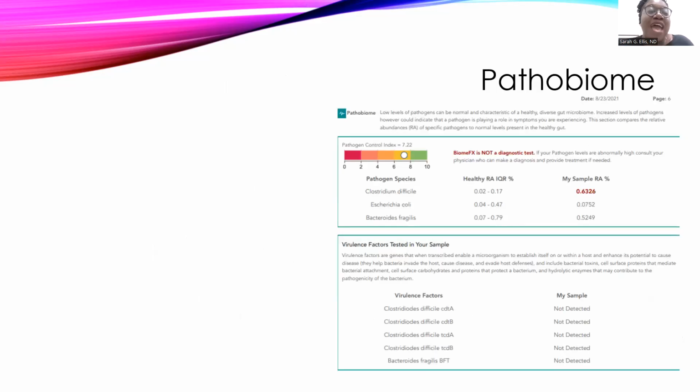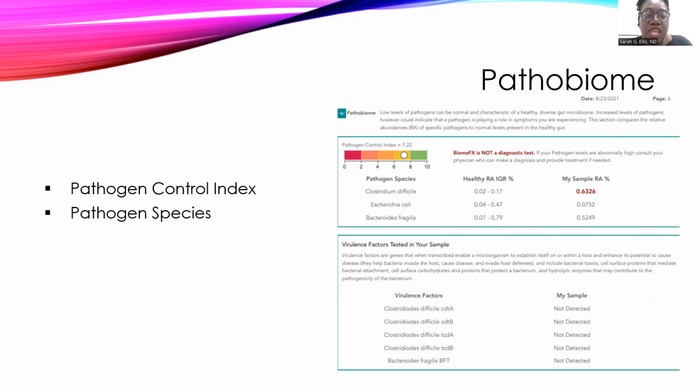Now let's look at the pathobiome section. So first we start with measuring their pathogen control index. Then we'll identify any pathogenic species present. As you can see on this report, this patient has Clostridium difficile, E. coli, and Bacteroides fragilis. Now it's important to note that here you can see that it's actually elevated above the relative abundance upper limit, whereas these others are relatively low, and that's actually okay.